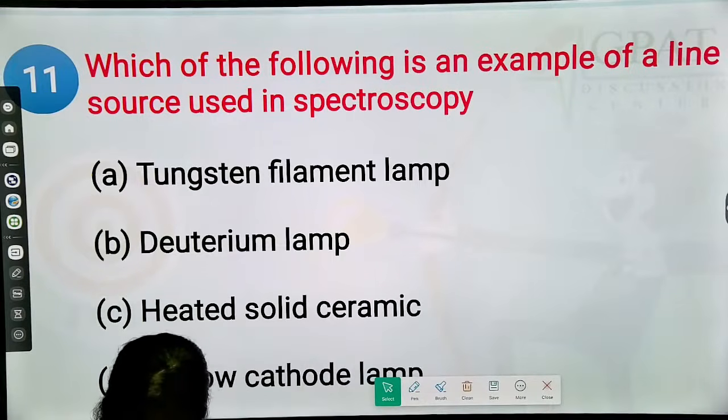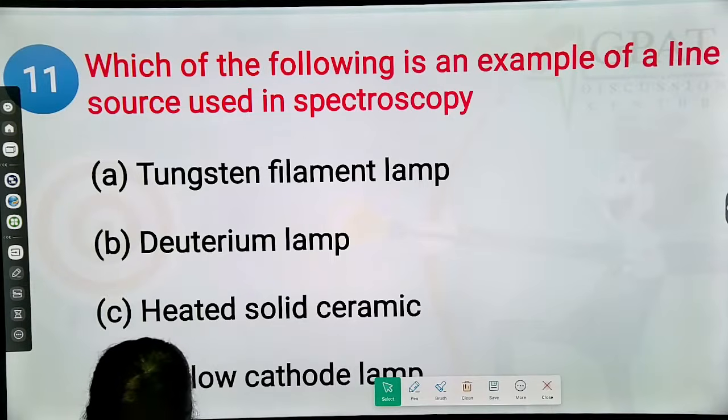Okay. Next question, if you observe, yeah, so many have given the right answers. Everybody is giving. Okay. So, let me check who is giving the right answer.